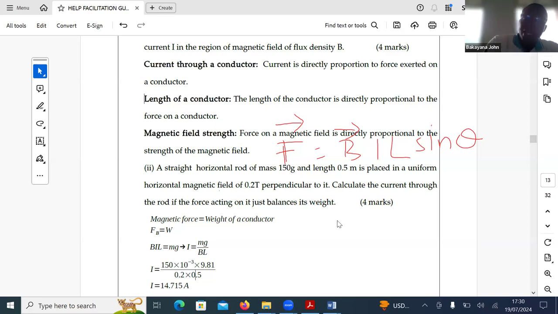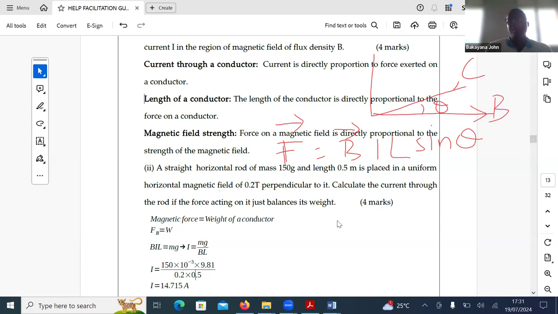But now, what happens if my conductor C and the magnetic flux density, which is measured in Tesla, and it is represented by B, magnetic flux density. So what happens if the angle theta is 90 degrees? If angle theta is 90 degrees, then my force will become BIL, because sine of 90 is what? Sine of 90 is 1.